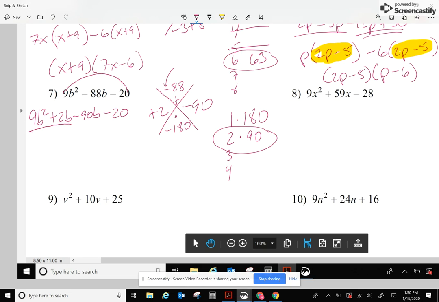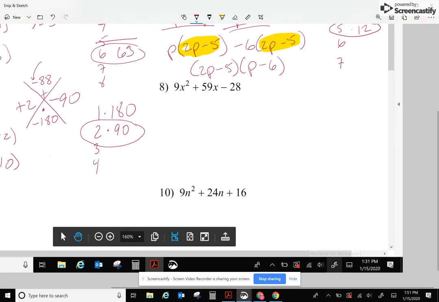Let's take a look at the first two terms. I can take a b out. Numbers wise, 9 and 2, I can only divide by 1. So I'm going to leave it as b. So I get 9b plus 2. I divided each by b. Looking at the last two terms, let me divide each by negative 10. That gives me 9b plus 2. So my factors are 9b plus 2 and b minus 10.